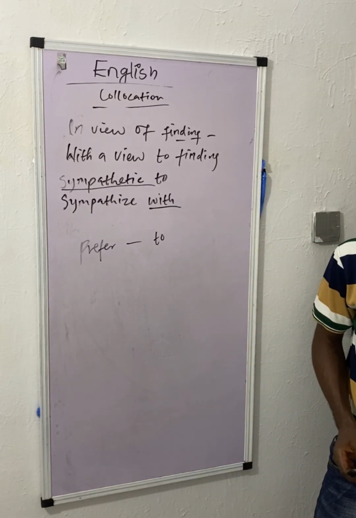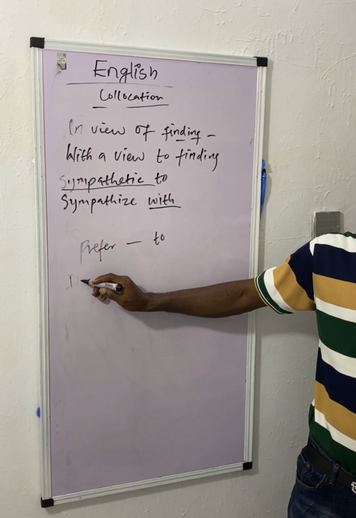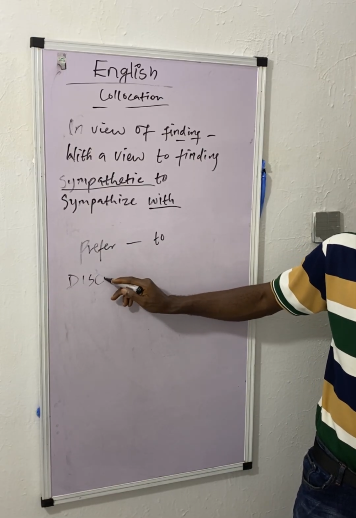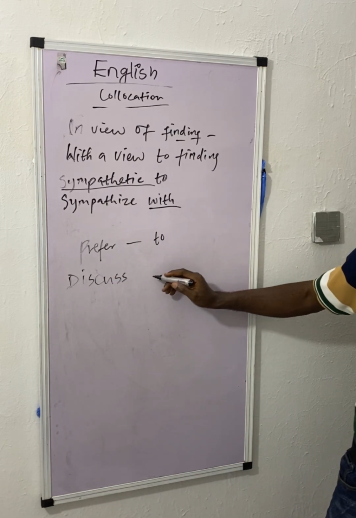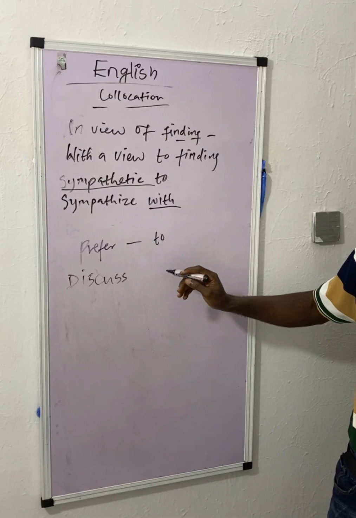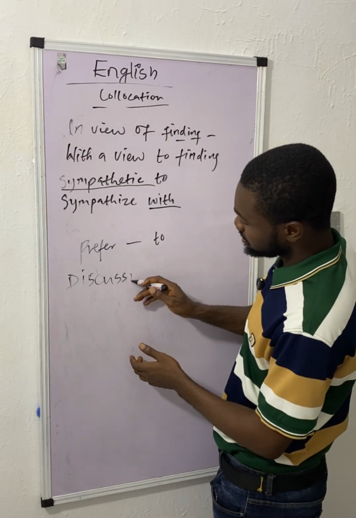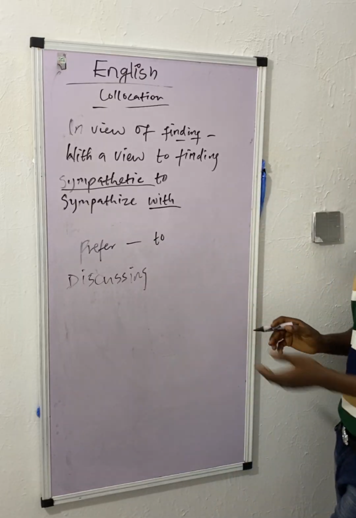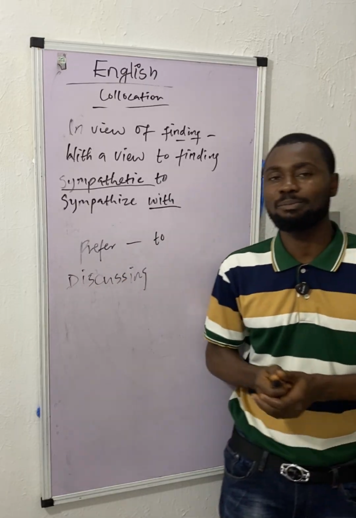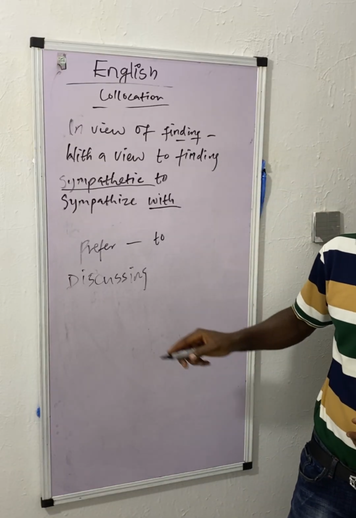Discuss something and talk about something. You can either say discuss, we are discussing it. Don't say we are discussing about it. That's wrong. Say we are discussing it. Discuss already means to talk about something. So you can say we are discussing your appointment. Don't say we are discussing about your appointment. It's wrong.